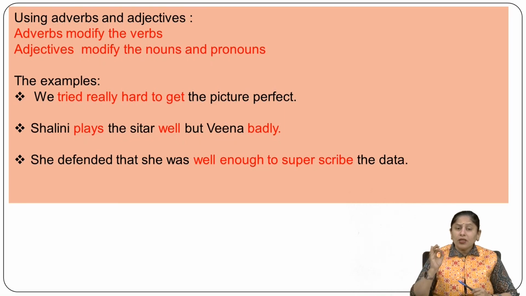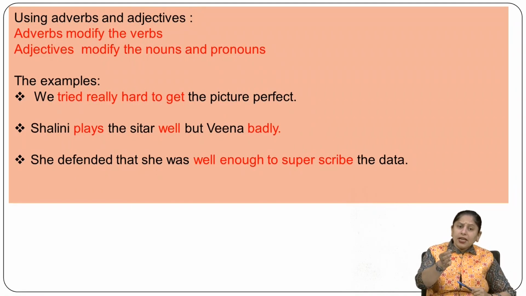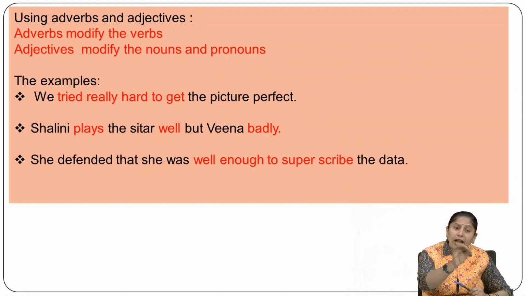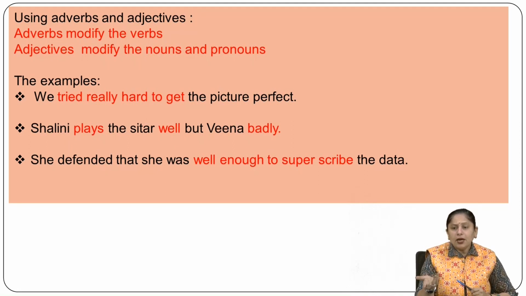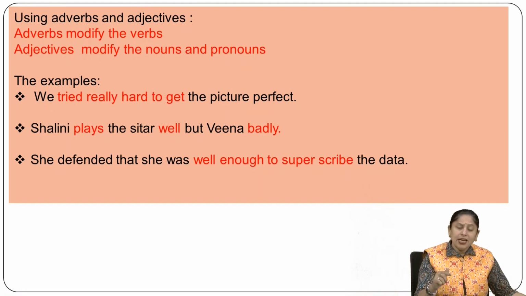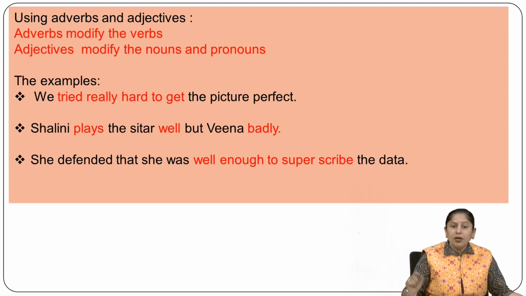If they are not kept in a proper position, if they are used in the middle of the sentence, or sometimes it happens if they are used in the end of the sentence, then the sentence would be wrong. She defended that she was well enough to superscribe the data. She defended. To defend is the verb over here, and that she was well enough to superscribe.